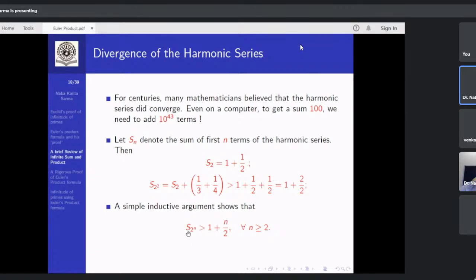So S of 2 to the power n is in fact bigger than this. So this subsequence S of 2 to the power n will also go to infinity. So this sequence Sn cannot converge. As a result, the harmonic series cannot converge. So we have given an example of the alternating harmonic series which will converge, but not the harmonic series. Even though it goes to infinity very, very slowly, still it goes to infinity.